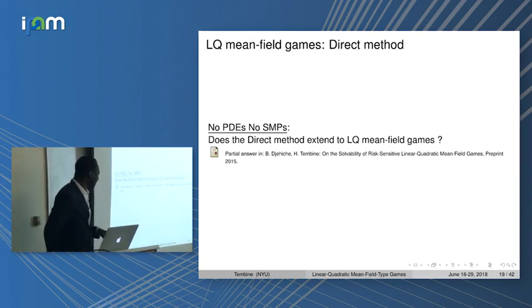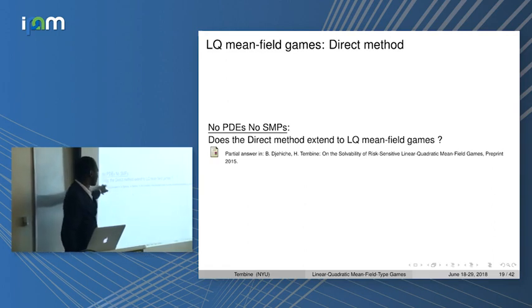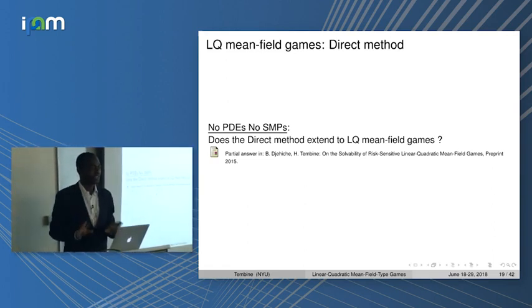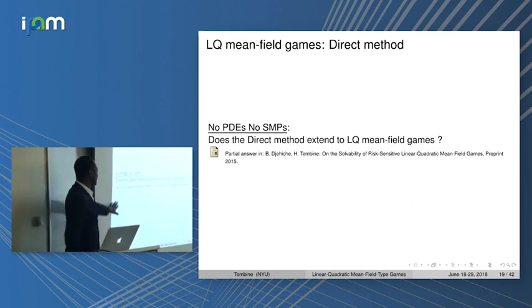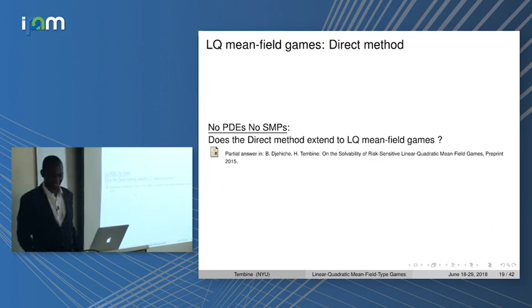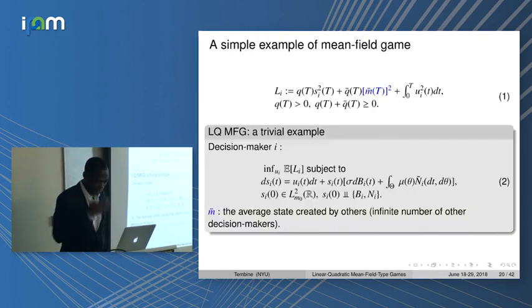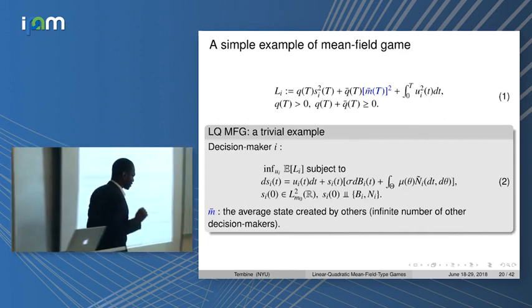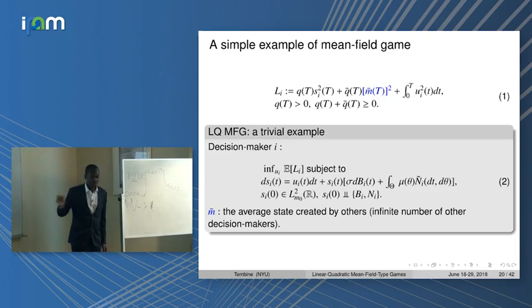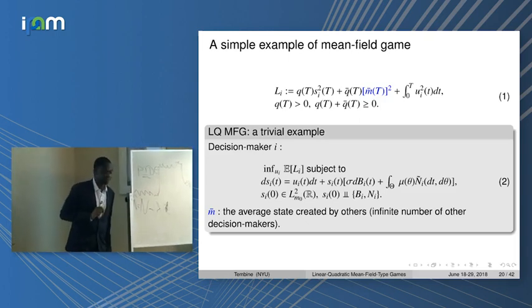So can we extend the direct method we have seen last time to the mean field games setup? The answer is yes, and it's in that draft. I'm not going to present it because I will do mean field type games. You can look at that in the paper. But I will give you one basic example of a mean field game, linear quadratic, because I'm going to compare it to the mean field type game.